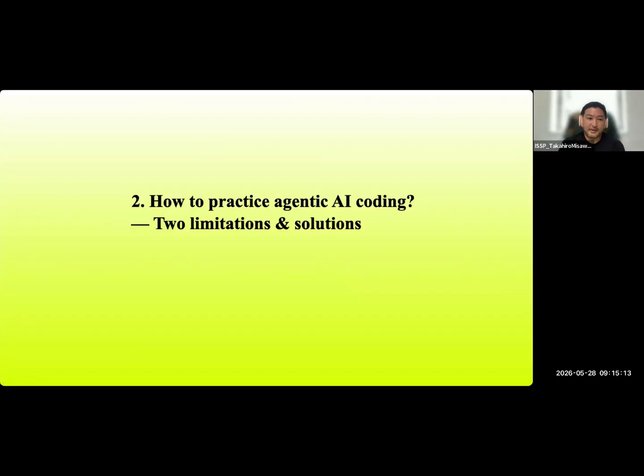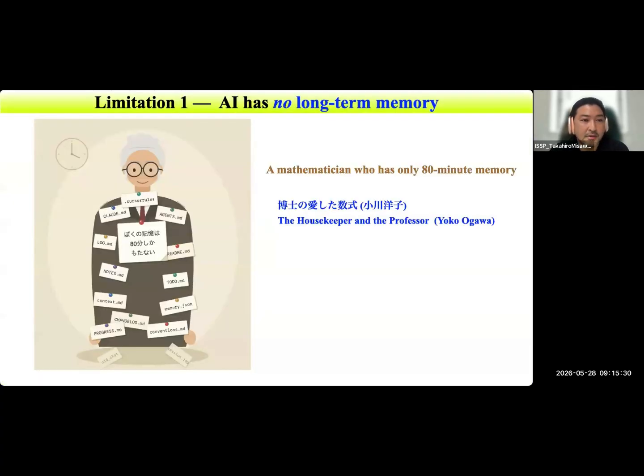Anyway, so let me explain the limitations of AI coding and solutions to them. Of course, AI is very useful, but AI is not perfect. So there are two well-known limitations. One limitation is that AI has no long-term memories.